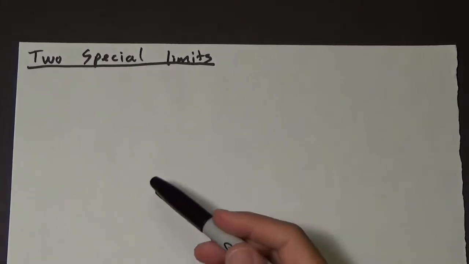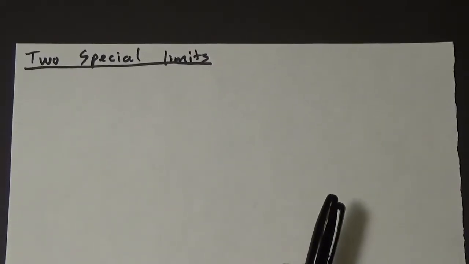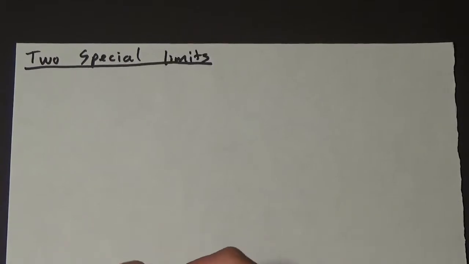In this video, we're going to develop two special limits. And we're going to use the squeeze theorem, also known as the sandwich theorem, to help us develop the first one. And then we'll use the first one to help us do the second one. And so these are two limits.